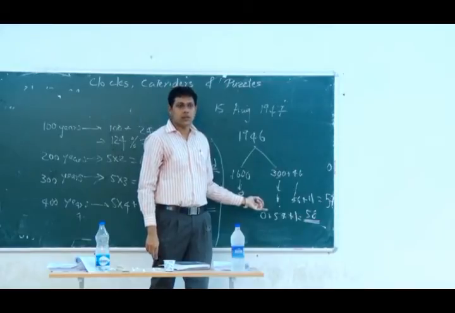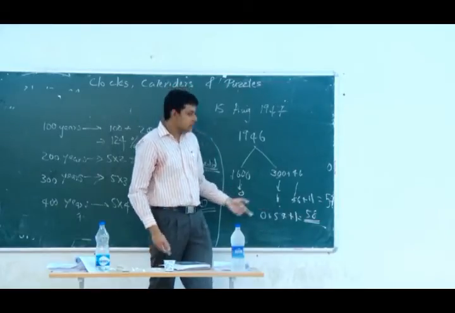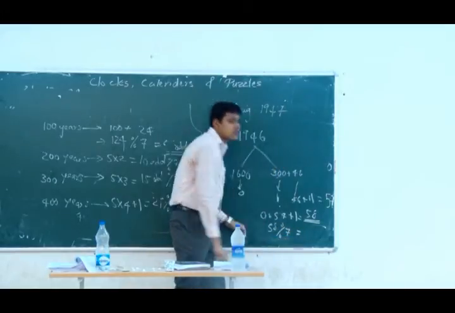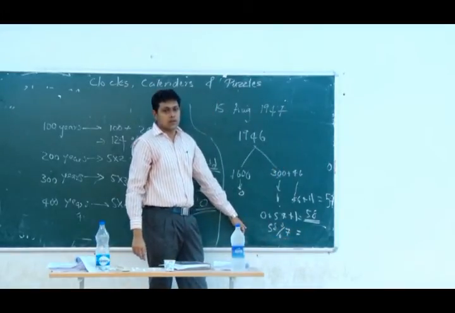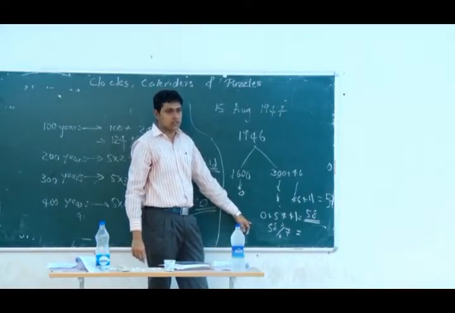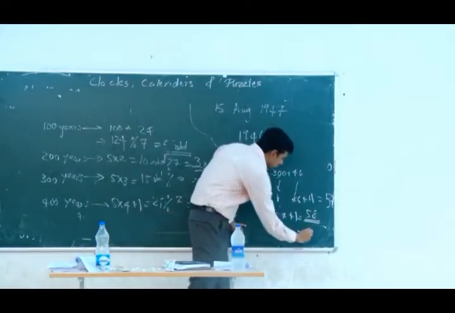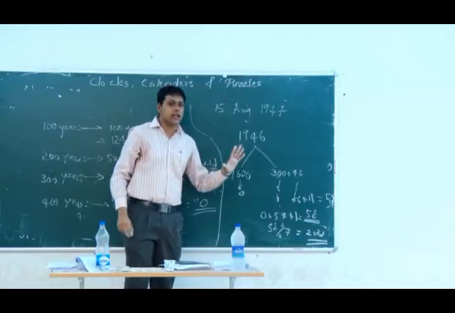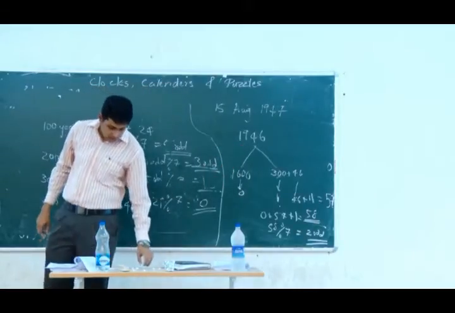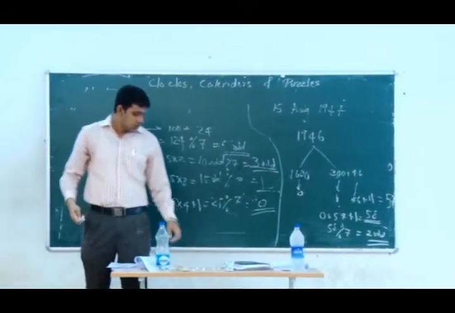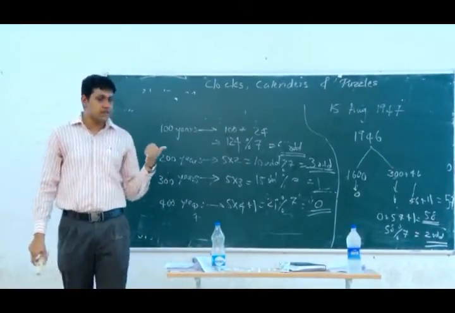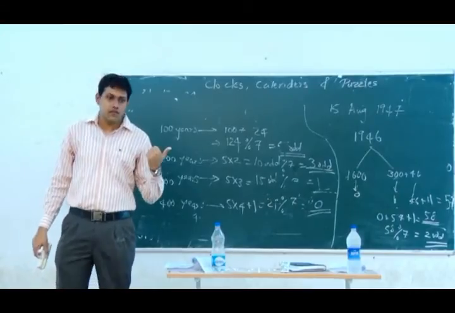Can we have 58 odd days? No. So we should divide 58 by 7. Remainder: 7 times 8 is 56. So the remainder will be 2. So we have 2 odd days at the end of 1946. Okay. But the problem is not over because we want to find 15th August 1947.